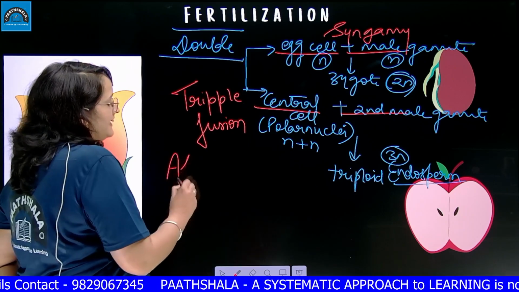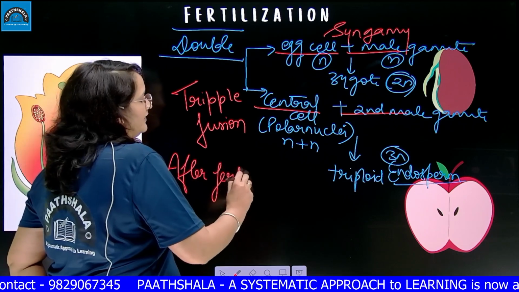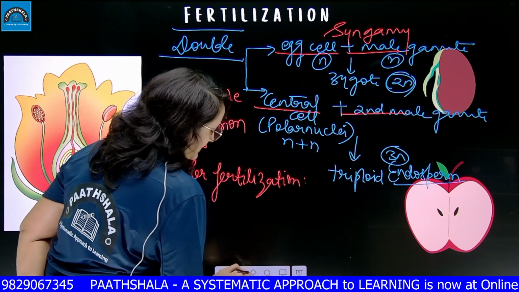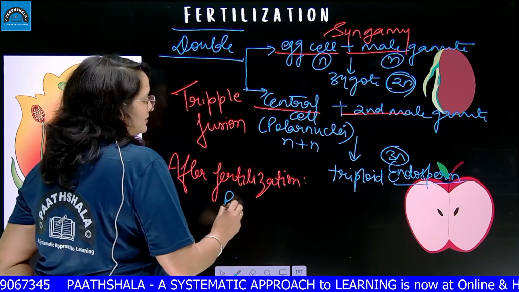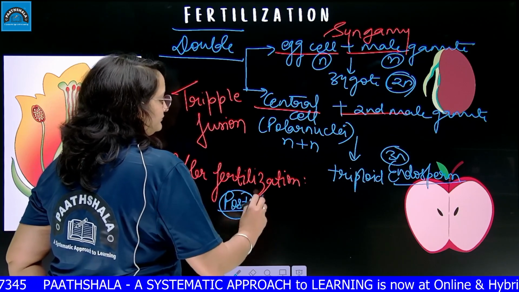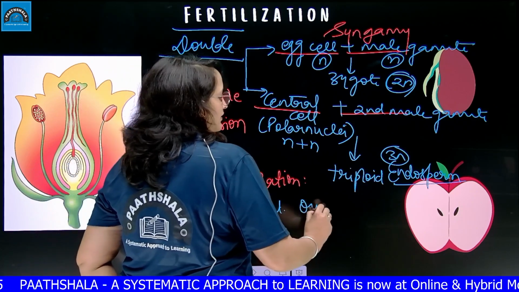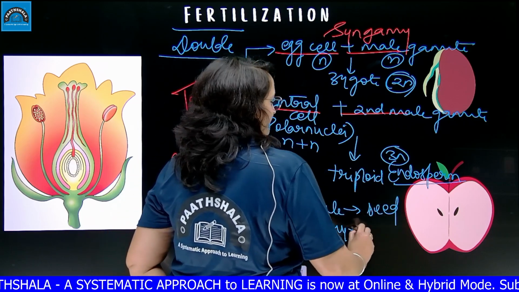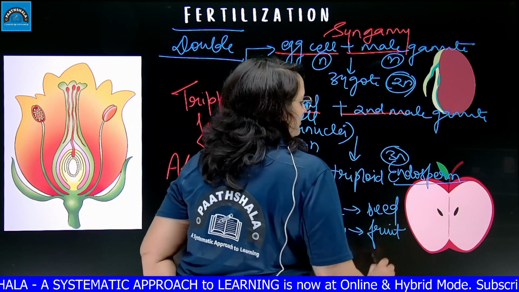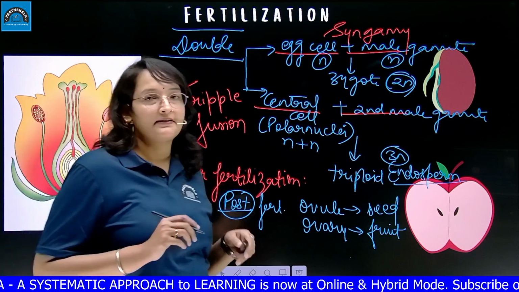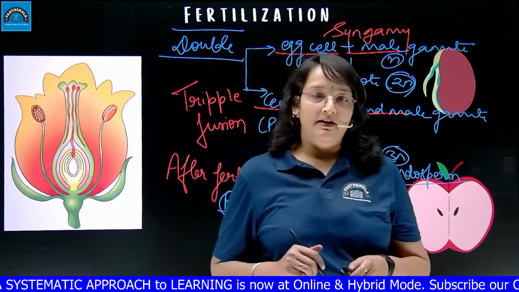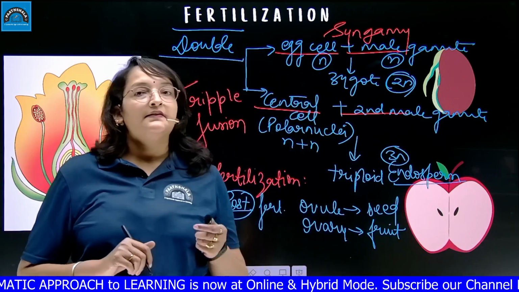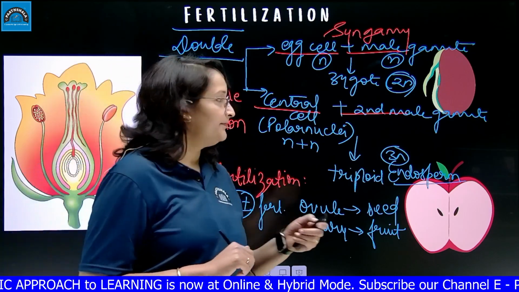Now after fertilization, we also say post fertilization. So in post fertilization, what happened? The ovule develops into seed and the ovary develops into fruit. So this is how sexual reproduction gets completed in flowering plants. This is all about sexual reproduction in plants. Now we will move towards sexual reproduction in human beings.